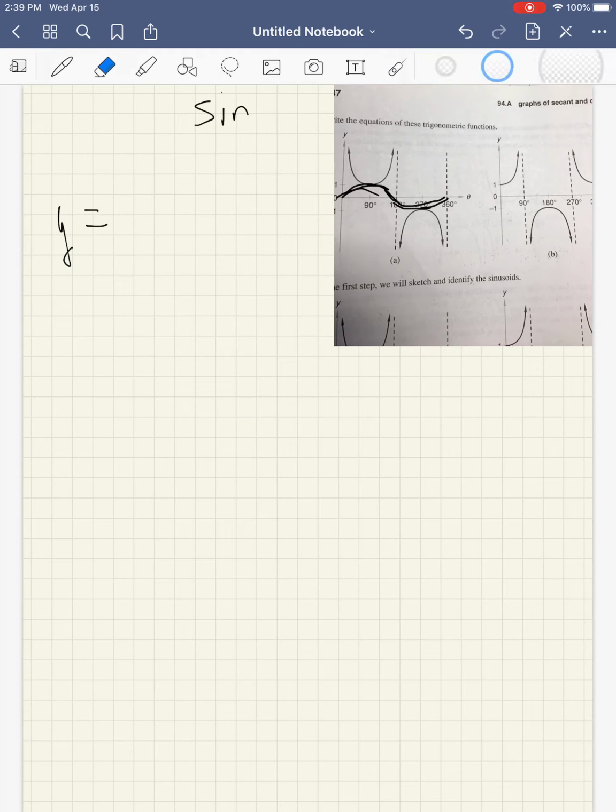That's not x, it's theta, by the way. If you look at the y-axis here. The reciprocal of sine is cosecant. So this is the graph of y equals cosecant of theta.